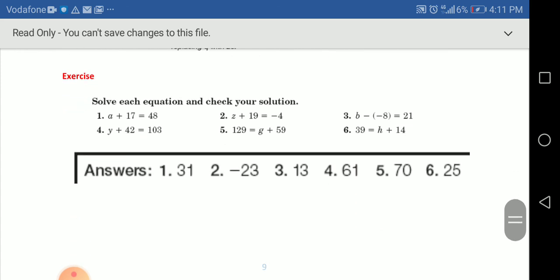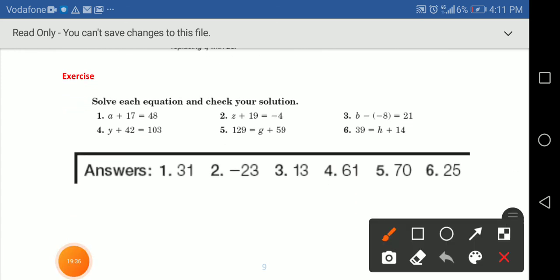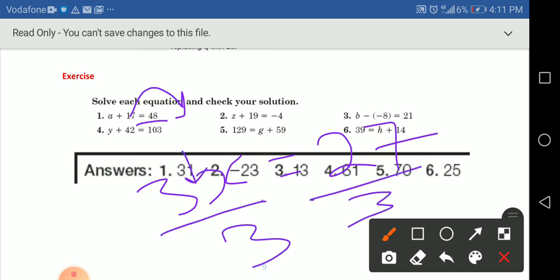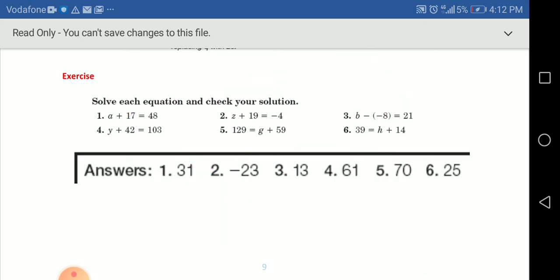Okay, solve each equation. a plus 17 equals 18, so 17 goes to the other side by minus. I want to ask you another question here. If I say 3x equals 27, how can I get the value of x? We have hidden multiplication here, so divide both sides by 3 to get rid of this 3. So x will be 27 divided by 3, which equals 9. Okay, guys? Is it easy?